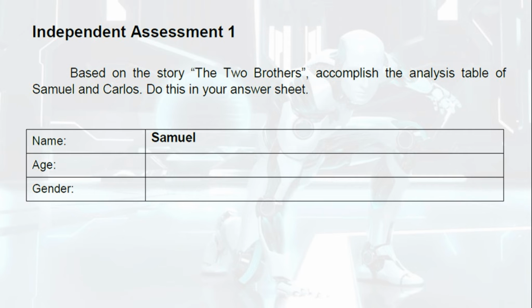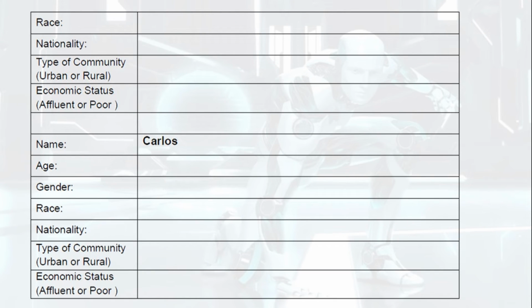Based on the story The Two Brothers, accomplish the analysis table of Samuel and Carlos. Do this in your answer sheet. Name: Samuel. Age. Gender. Race. Nationality. Type of community: urban or rural. Economic status: affluent or poor. Name: Carlos. Age. Gender. Race. Nationality. Type of community: urban or rural. Economic status: affluent or poor.